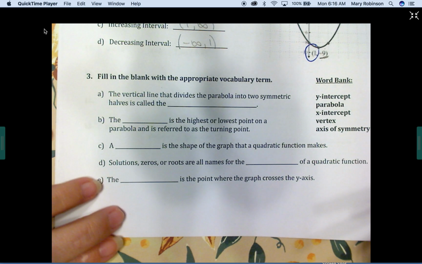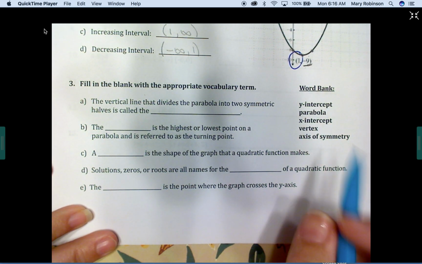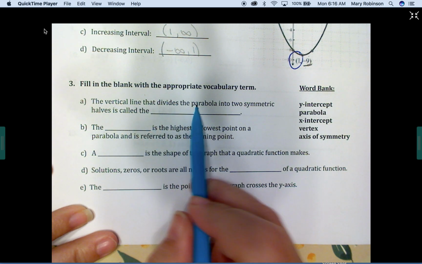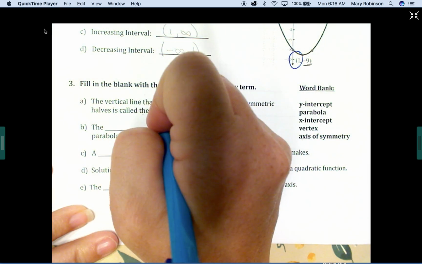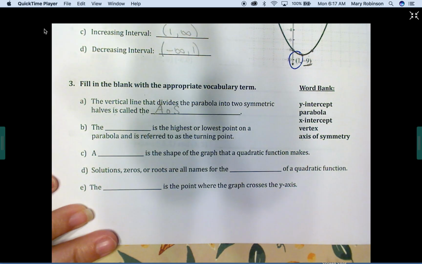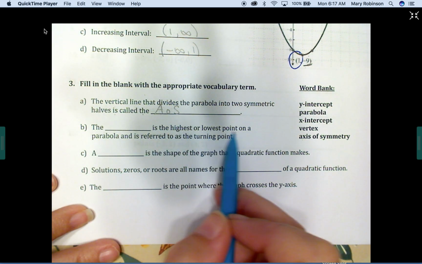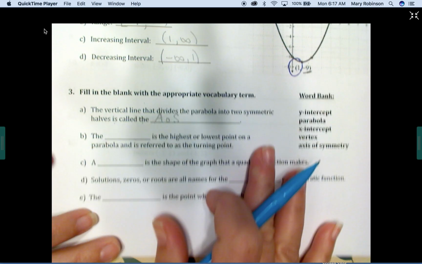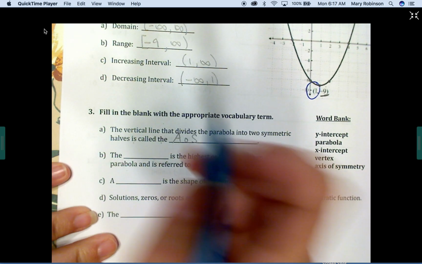For number 3, you are simply asked to identify some vocabulary and fill in the blanks here using this word bank. A vertical line that divides the parabola into two symmetric halves is called the axis of symmetry. If you want to abbreviate this AOS, that would be fine as well. The blank is the highest or lowest point on a parabola and is referred to as the turning point. I referenced that when we were talking about number 1. That is our vertex.